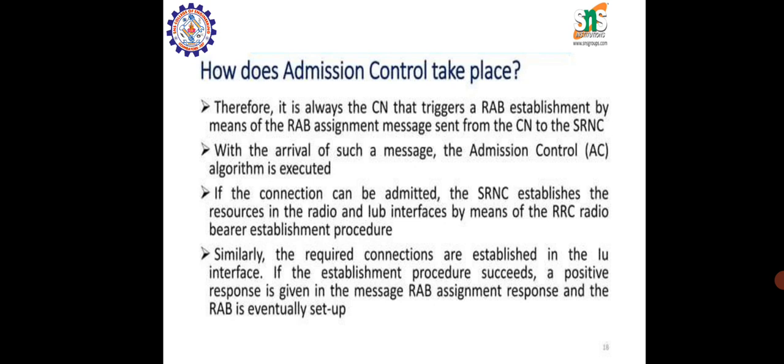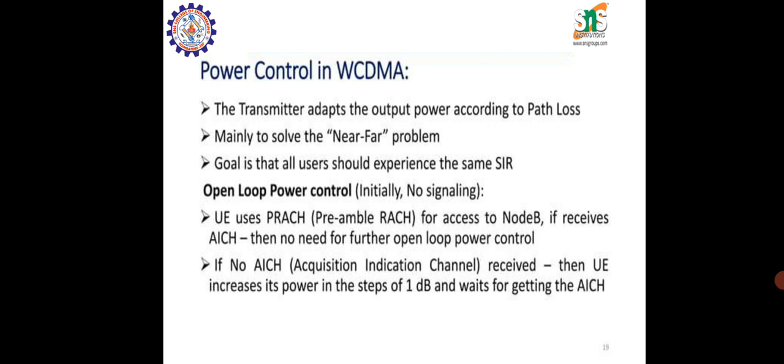If the connections are admitted, the SRNC establishes the resources in the radio interface by means of the RRC radio bearer establishment procedure. Similarly, the required connections are established in the Iu interface. If the establishment procedure succeeds, a positive response is given in the RAB assignment response message and the RAB is eventually set up.